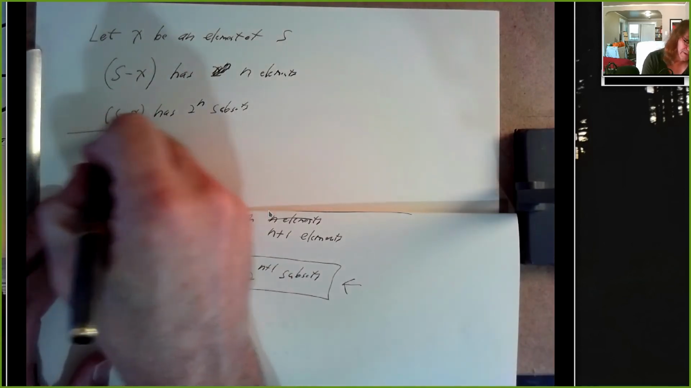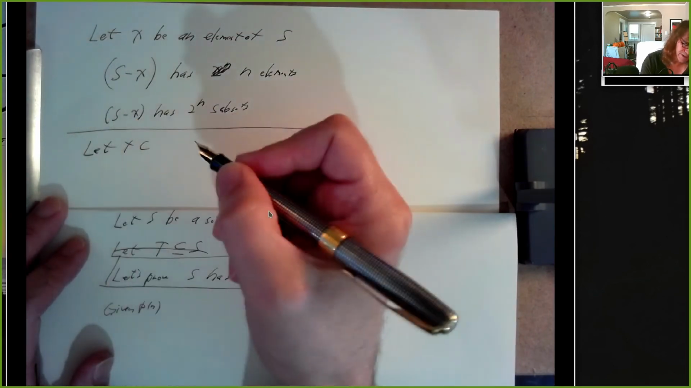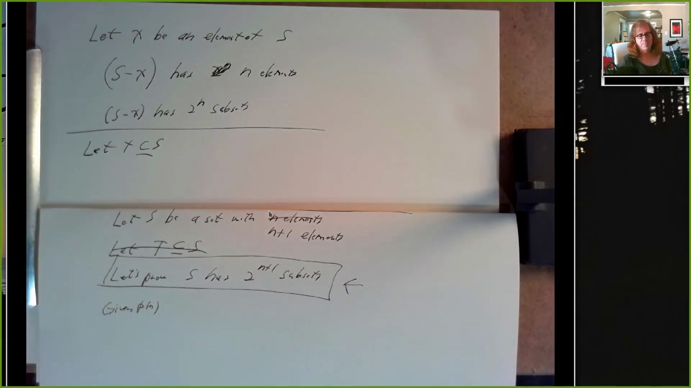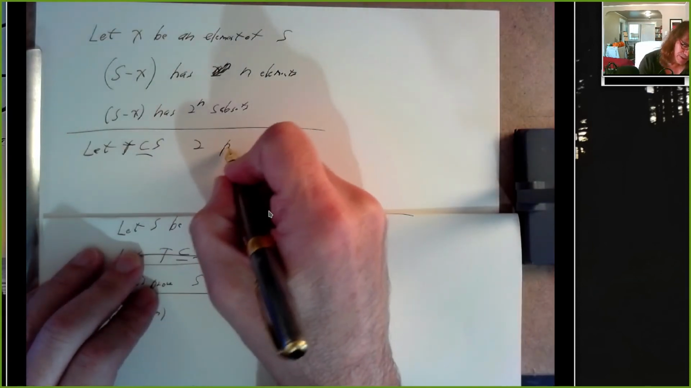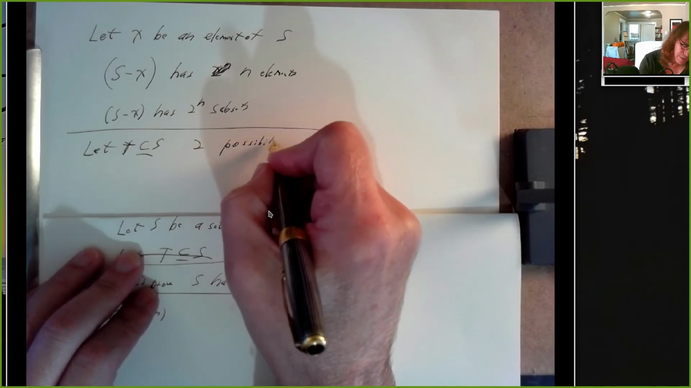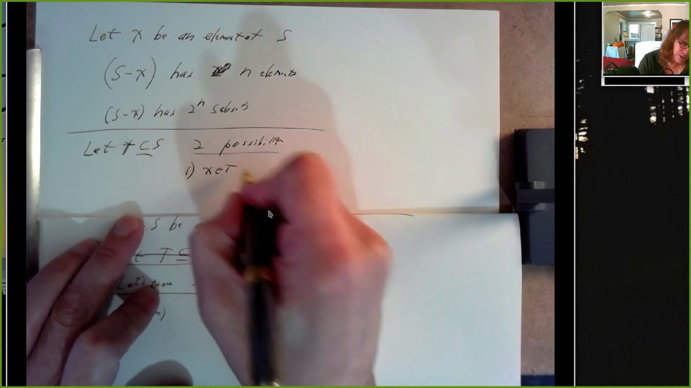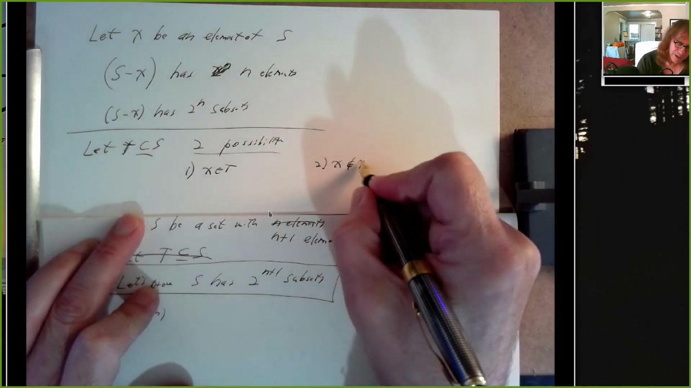All right. So let T be a subset of S. Any subset. So S is our set with n plus 1 elements. Pick any subset of that. There's 2 possibilities. Possibility 1, X belongs to that subset. Possibility 2, X does not belong to that subset.